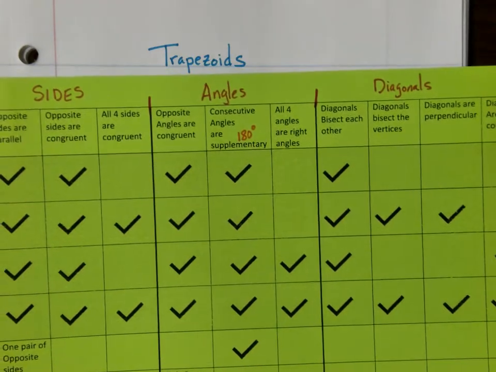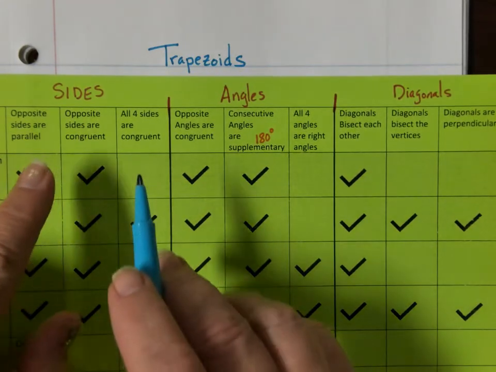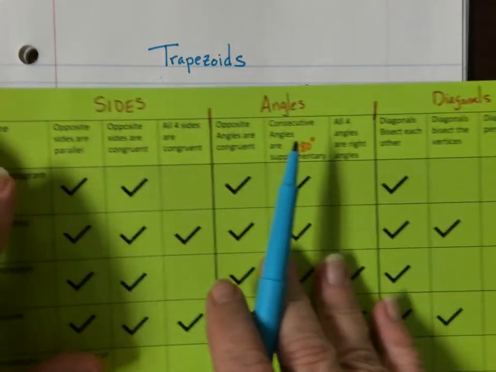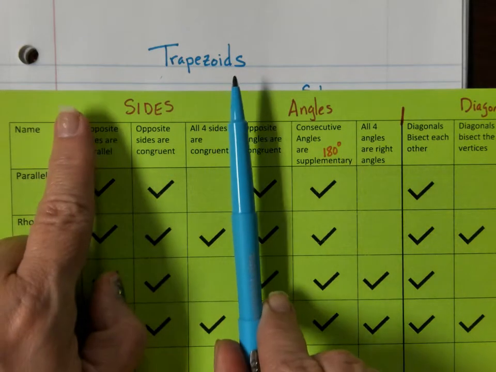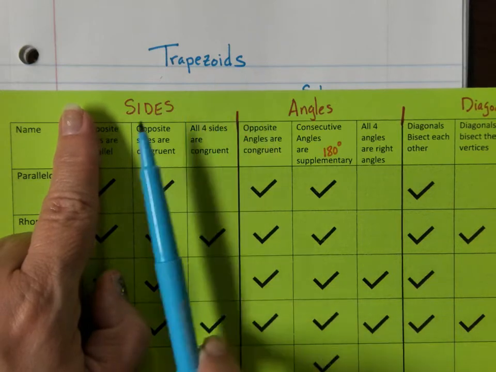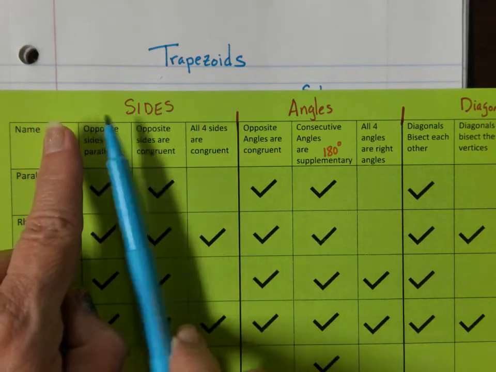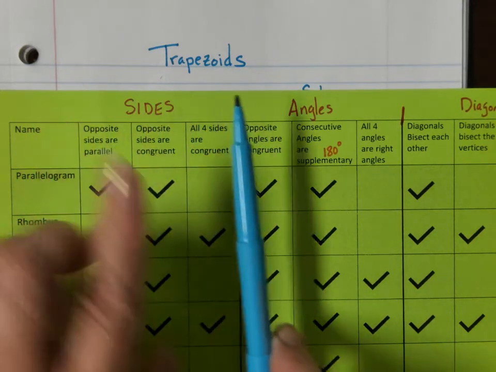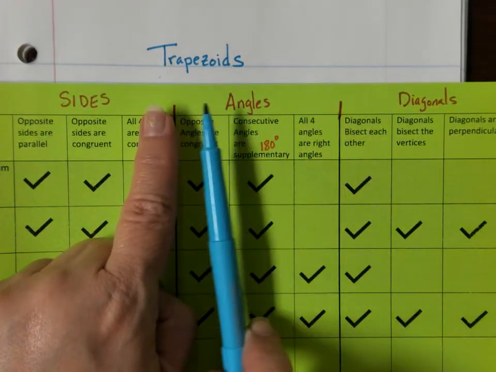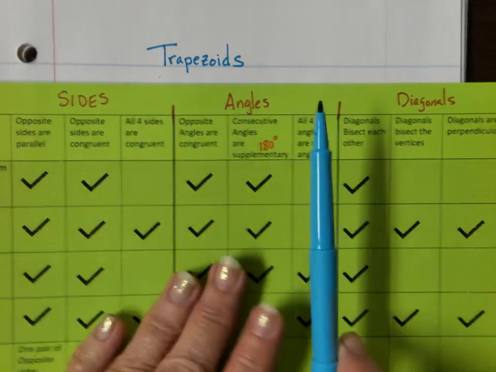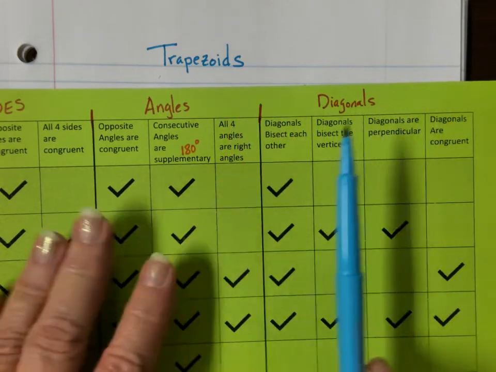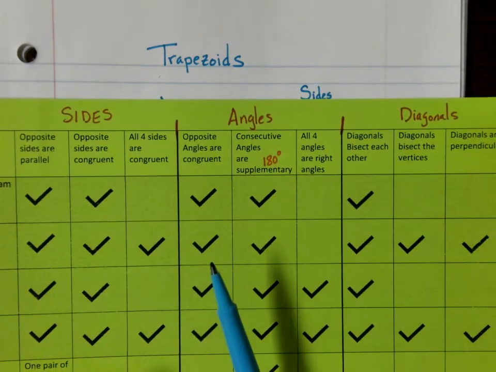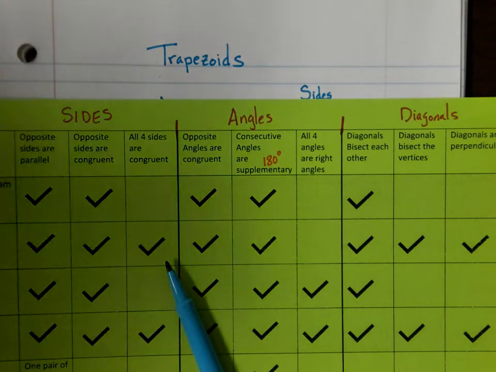So then you want to go on your chart here. And if you have a chart that you can write on, go ahead and take it out. Next year when I make this chart, I'm going to put this title on the side. But up top here, these columns are all about the sides. The middle columns are all about the angles. And then these columns over here are all about the diagonals. So you might want to write that at the top of your chart if you have a physical chart with you.